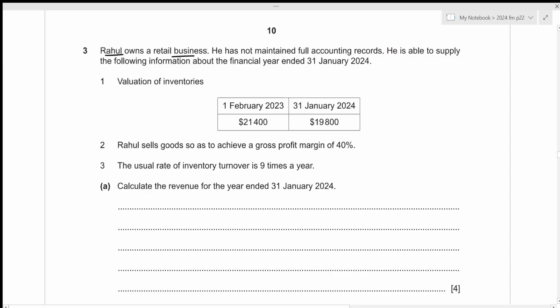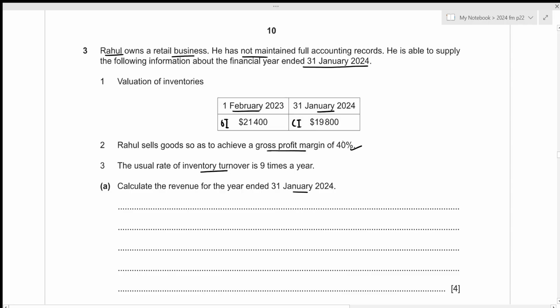Rahul owns a retail business. He has not maintained full accounting records. He is able to supply the following information about the financial year ended 31st January 2024. We have the values of inventory. So this is the opening inventory at the date of 1st February 2023. This is the closing inventory at the date of 31st January 2024. Rahul sells goods so as to achieve a gross profit margin of 40%, and the usual rate of inventory turnover is 9 times a year. We now need to calculate the revenue for the year ended 31st January 2024.